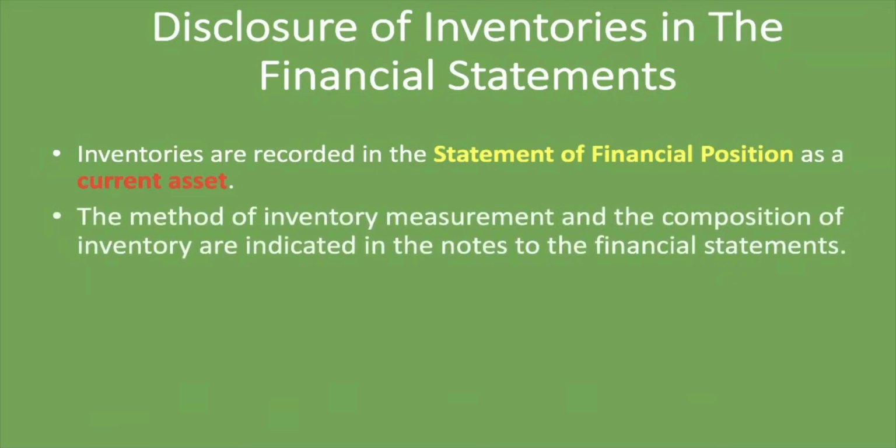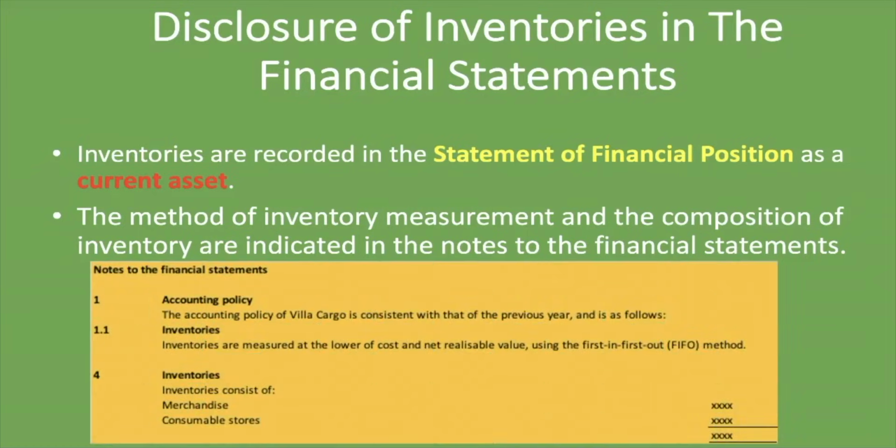The method of inventory measurement and the composition of inventory are indicated in the notes to the financial statements. Now you have the recording of the inventory in the financial statement, but you also need to explain or indicate what method was used to measure the inventory and the composition of inventory. And here's an example of the notes to the financial statements.